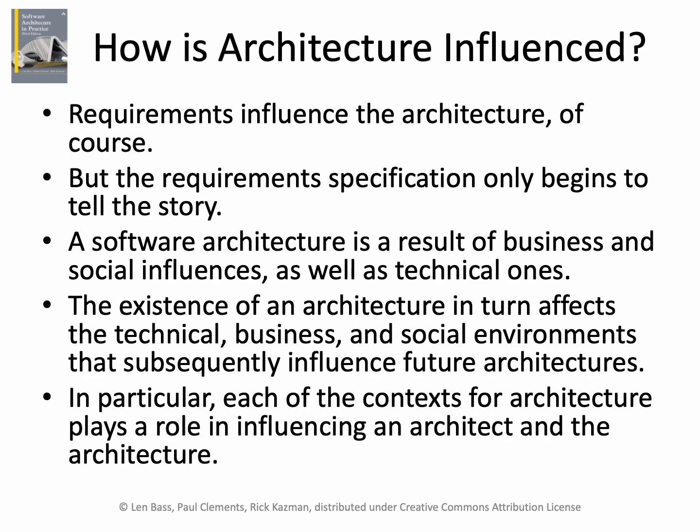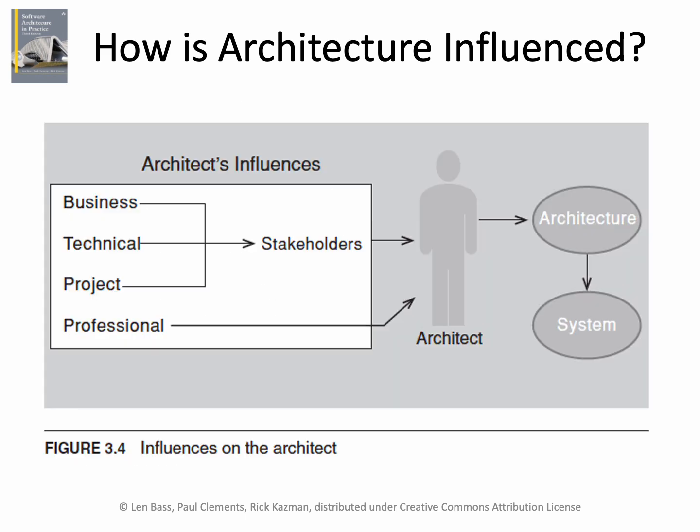How architecture is influenced. Requirements influence the architecture, of course, but the requirements specifications only begin to tell a story. The software architecture is a result of business and social influences as well as technical ones. The existence of an architecture in turn affects the technical, business, and social environments that subsequently influence future architectures. In particular, each of the contexts for architecture plays a role in influencing an architect and the architecture. So, how is the architecture influenced? The architect is influenced by the business, technical, and project contexts, working with the stakeholders and professional context. And you can see the architect is right in the middle of the architecture and the system.